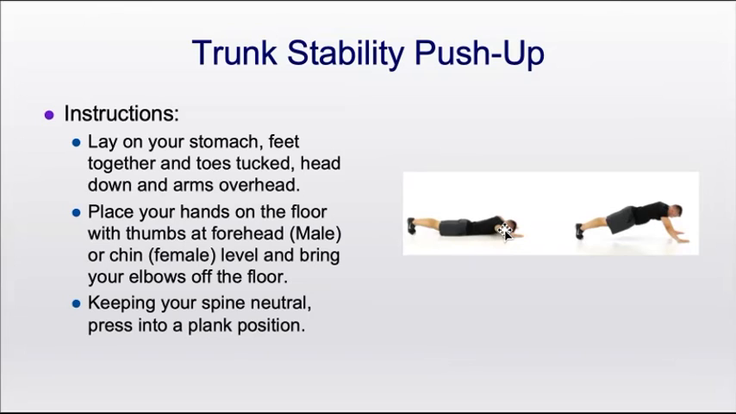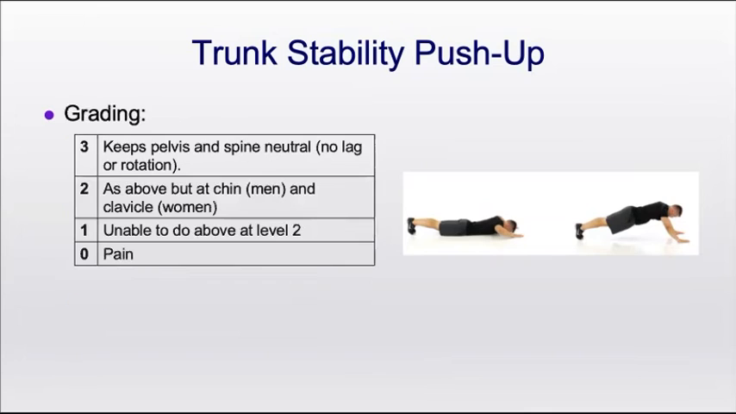Now, for males and females, there's a different measure here. So for males, their thumbs are going to align at the forehead. And for females, they're going to align at the chin. Once you've got your hands in place, then you lift your elbows off the floor, and keeping your spine neutral, you're expected to push yourself up with your elbows off the floor into a plank position and hold. If the individual is able to do this, and there's no rotation, there's no excessive lumbar hyperlordosis, there's no bending in the knees, they're not shaking like a leaf, then they're scored as a 3.